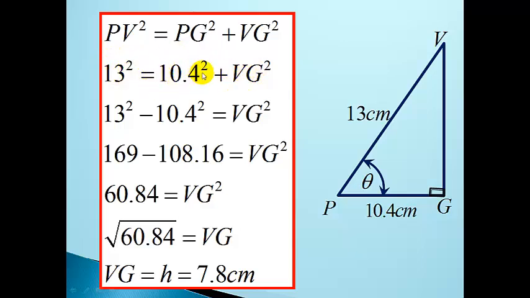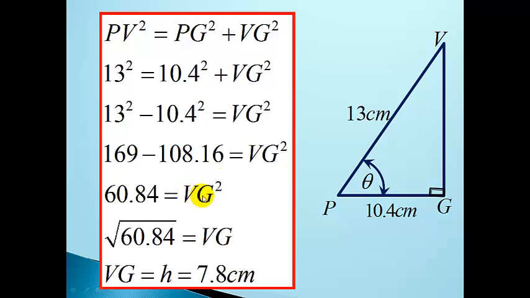So 13 squared equals 10.4 squared plus VG squared. Now we group the squares on the left hand side. So 10.4 squared becomes minus 10.4 squared on the left hand side, equal to VG squared. Now 13 squared is 169 and 10.4 squared is 108.16, and this is equal to VG squared. Now 169 minus 108.16 is equal to 60.84, and this is equal to VG squared.